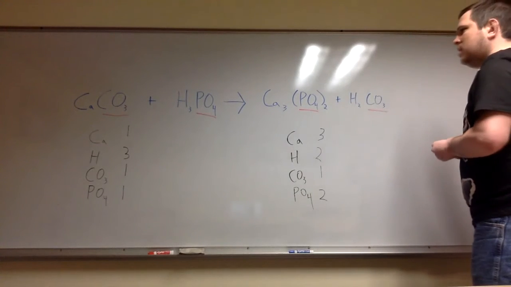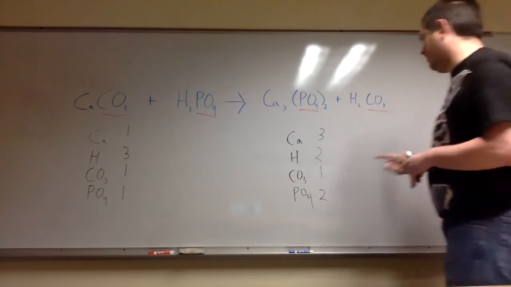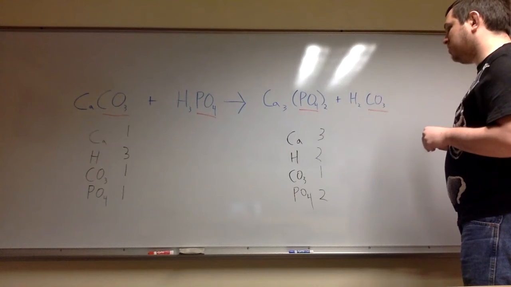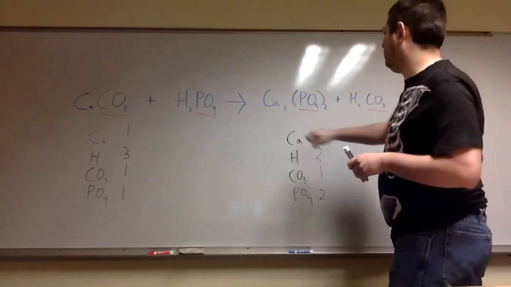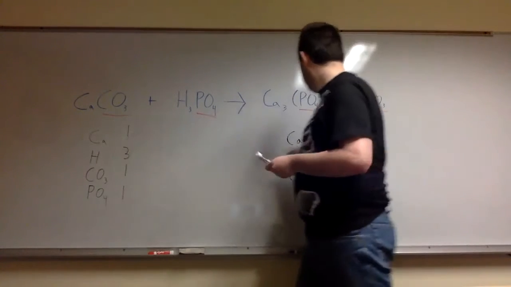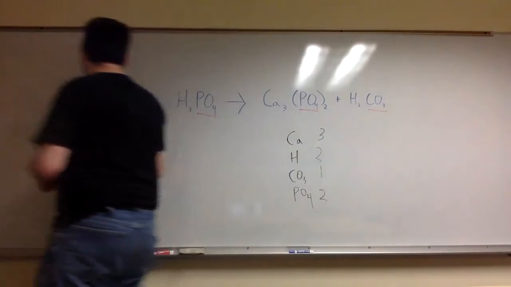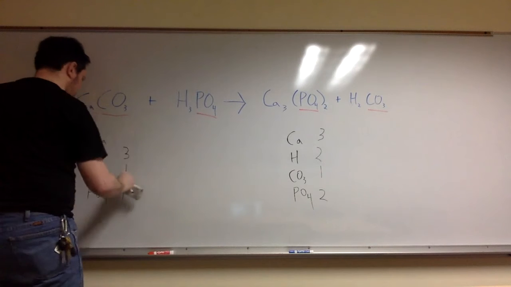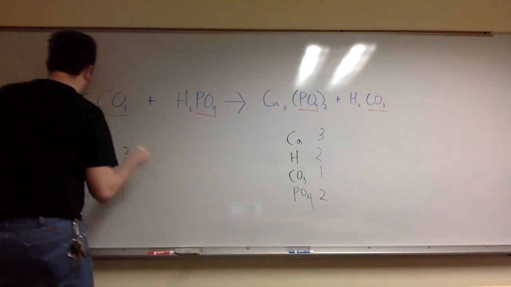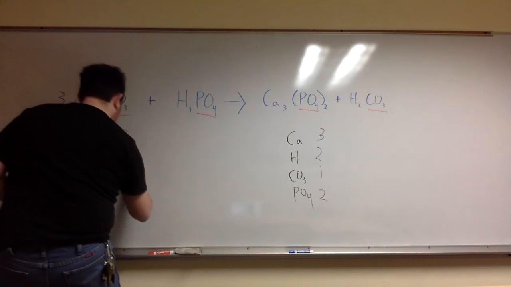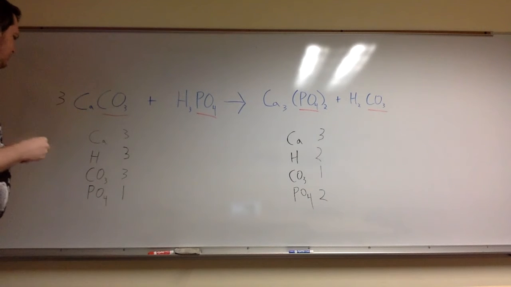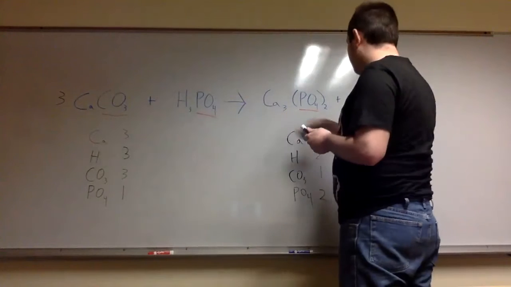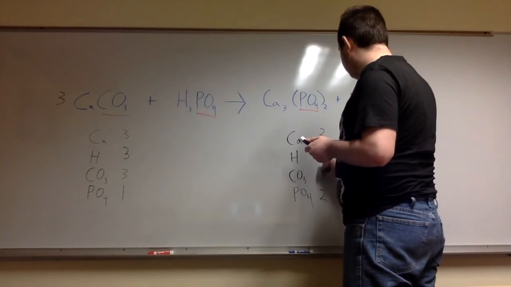All right, so let's start on balancing. Our CO3s are already balanced, so we will not start with those. Let's start with calcium. We have 1 here and 3 here. So first off, we'll put a 3 there. 3, 3. So that balances that. This is now unbalanced, which is fine.